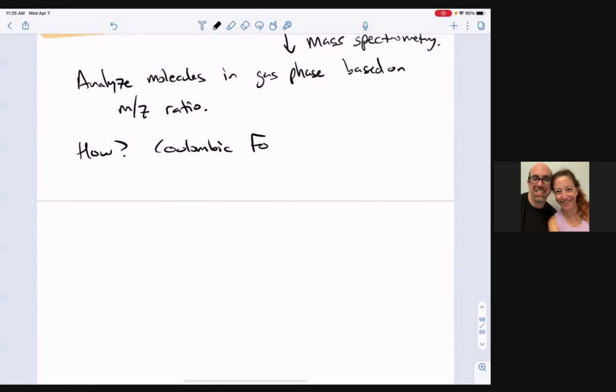When we talk about Coulombic forces, what are we talking about? Electrostatic attraction, magnetic attraction, and repulsion, right? We're taking advantage of the charge of the molecule.